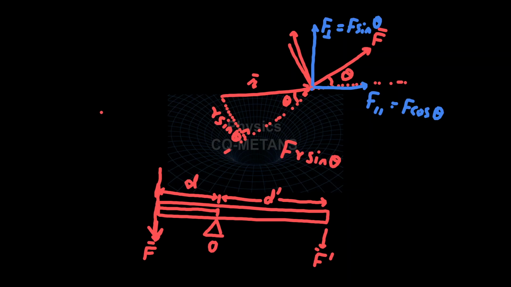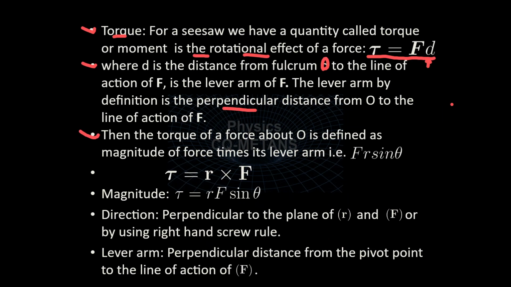So now again, this is R and this is the line of action of force. So that is F sine theta times R. So anyhow we do it, we get the same thing. So this is F R sine theta.